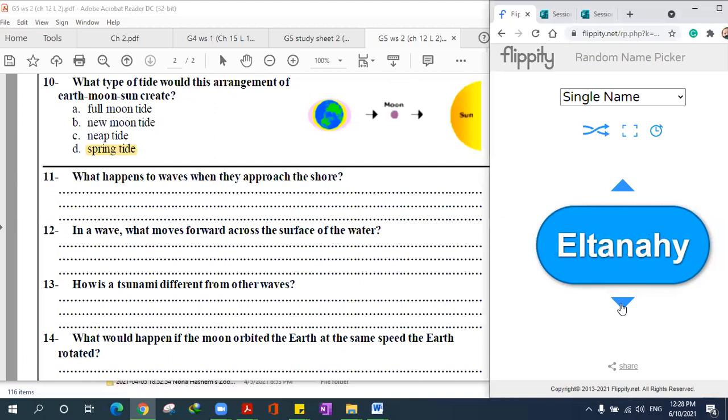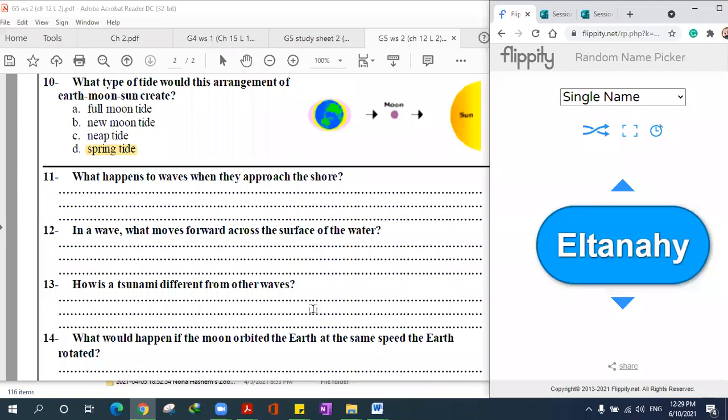Tanahi, mashallah, wants to answer all the time. Are you still there, Tanahi? Yes. Number 12. In a wave, what moves forward across the surface of the water? Like, what does the water carry? Like what does it form from? Yes, we can say water. Well, it is water, but the water carries what to the shore? Wind energy. Yes, the wind energy.